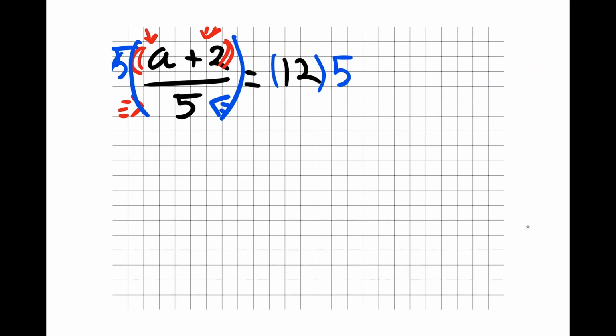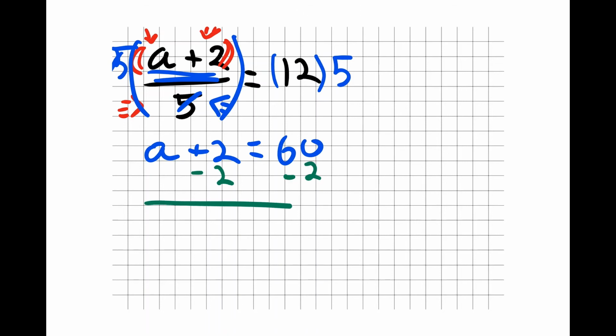This is going to cancel this out, leaving you only with your numerator, or in this case, a plus 2 is going to equal 12 times 5, which is 60. Again, if done correctly, you are now left with what looks like a simple equation. Simply complete the last step, the last inverse operation, and you will solve. You have a plus 2. How do you get rid of a plus 2? With a minus 2. Minus 2 and minus 2 cancels out. Final answer, a is equal to 58.